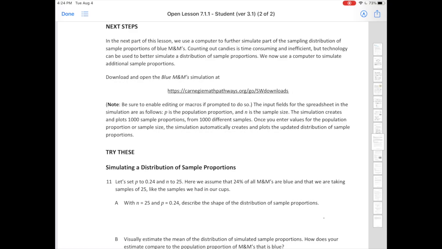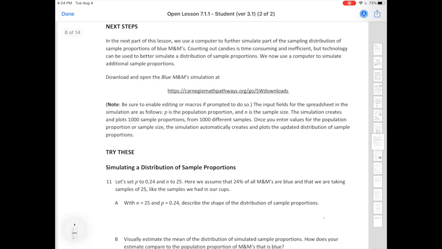In the next part of the lesson, we use a computer to further simulate part of the sampling distribution of sample proportions of blue M&Ms. Counting out candies is time-consuming and inefficient, but technology can be used to better simulate a distribution of sample proportions. We now use a computer to simulate additional sample proportions. Download and open the blue M&M simulation at, and here's the website. What I'm going to do is show you what happens when I follow the instructions here, but follow along in your notes.